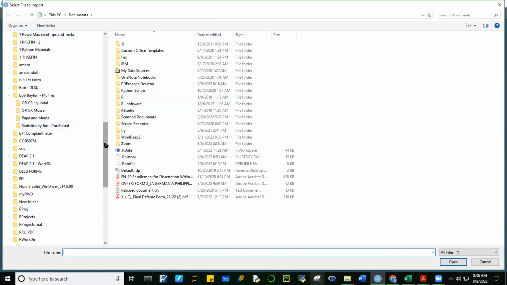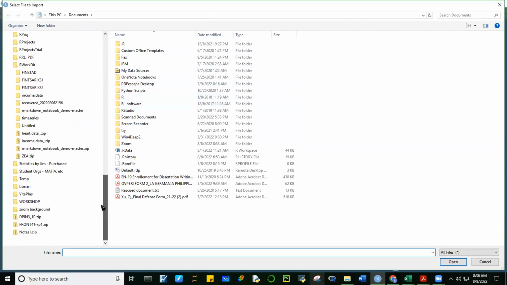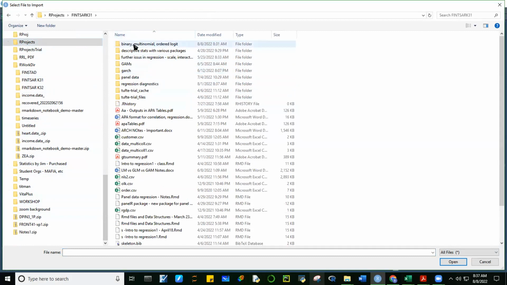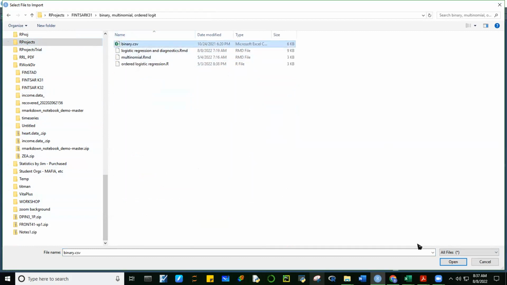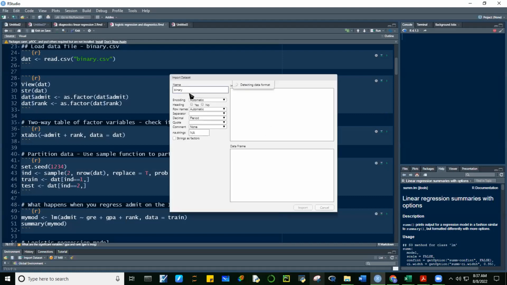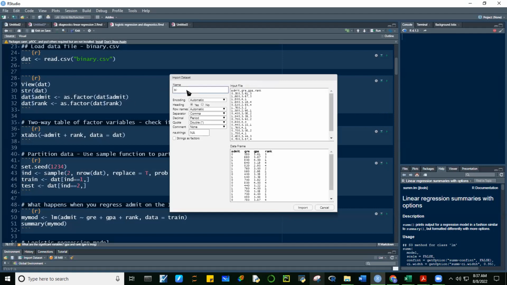Okay, let me go to where I saved it. I saved it here. R projects. Where's my R projects? Here. Inside logistic regression. Okay. Then I'm going to use the dot. Let me replace the name with dot so that it's the same as this one.